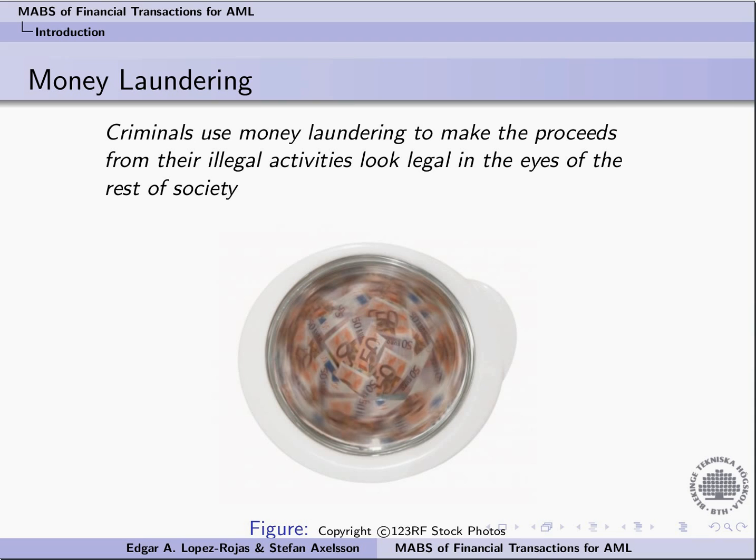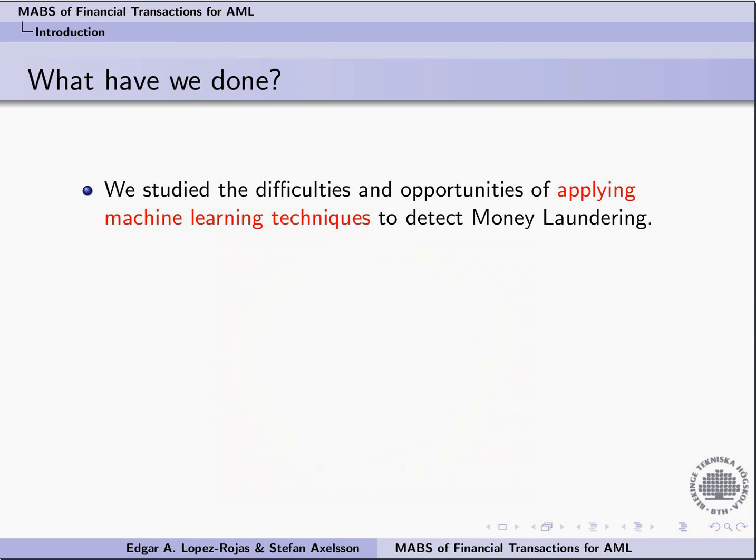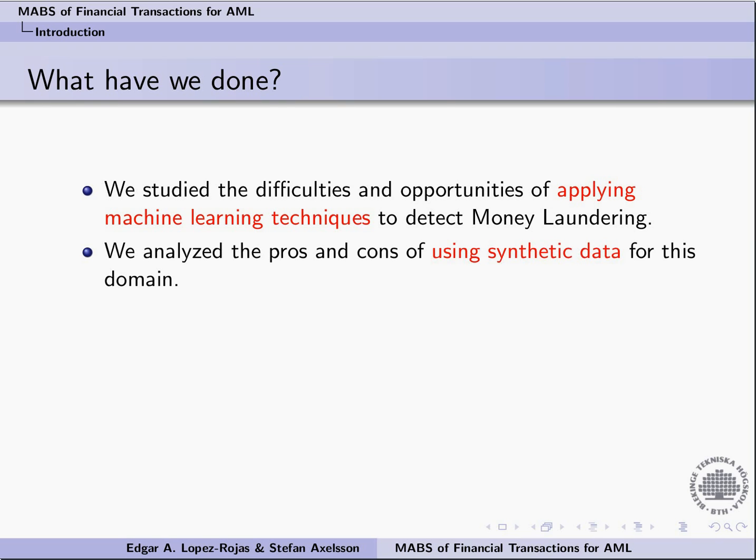Criminals use money laundering to make the proceeds from their illegal activities look legal in the eye of the rest of the society, and we don't really like this. So what we have done is we studied these difficulties of applying machine learning techniques to detect money laundering.